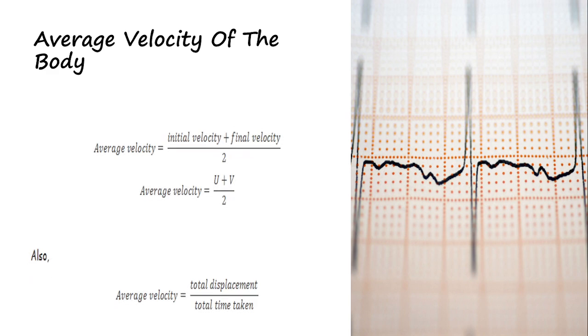Mathematically, average velocity is equal to the mean of the initial velocity and the final velocity. So it will be equal to initial velocity plus final velocity over 2. You can abbreviate it as average velocity equals u plus v over 2. Also, average velocity equals total displacement over time taken. So these are just the two equations on how you can obtain the average velocity of the body.